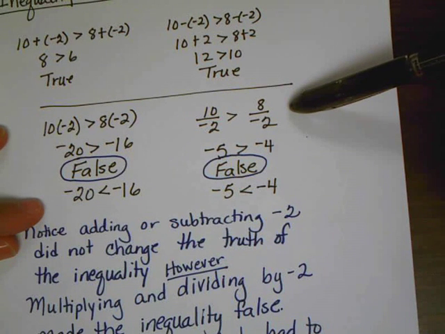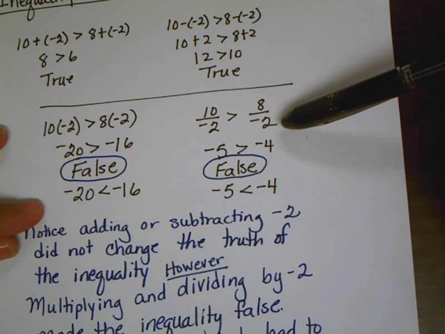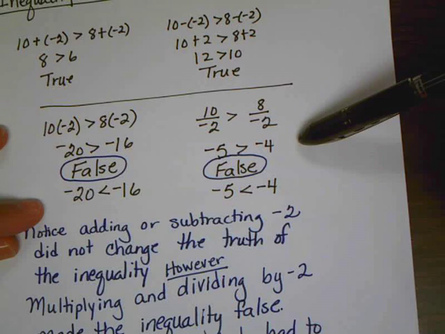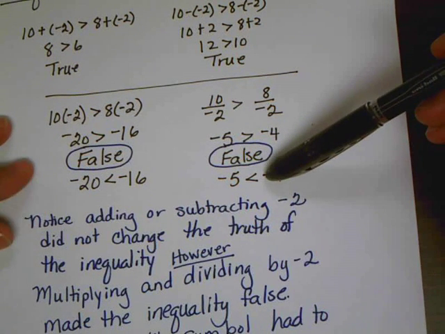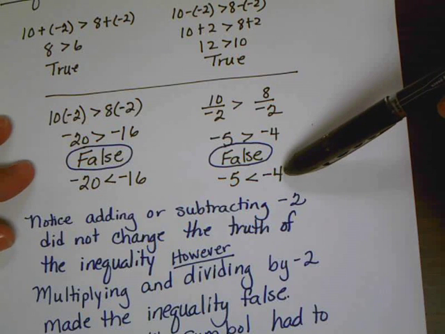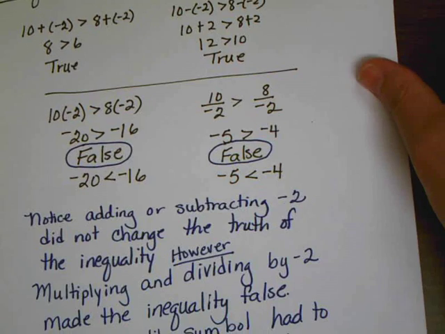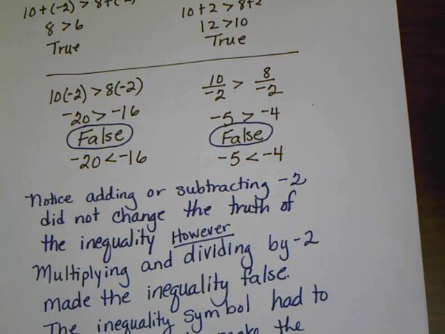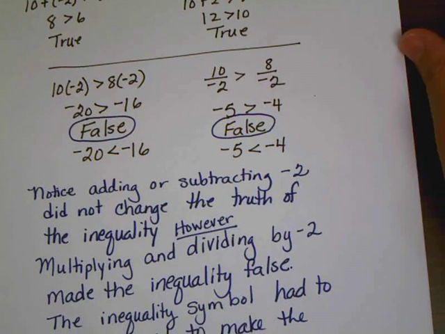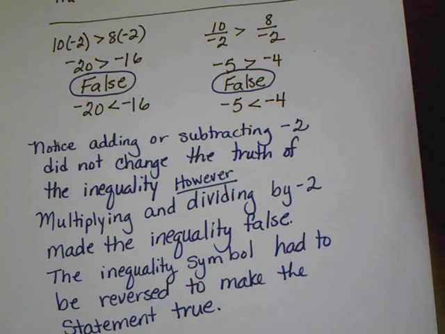I did the same thing with division. I divided by negative 2. I started out with a true statement: 10 is greater than 8. But when I divide by negative 2, negative 5 is not greater than negative 4. It becomes a false statement. So to make it a true statement, I have to reverse the inequality symbol. So notice, adding or subtracting negative 2 did not change the truth of the inequality. However, multiplying or dividing by negative 2 made the inequality false. The inequality symbol had to be reversed to make the inequality true.